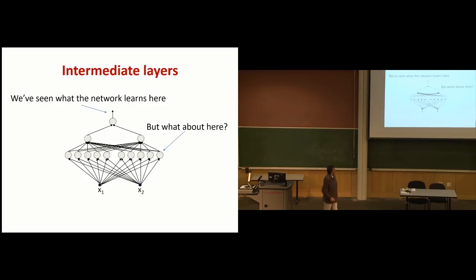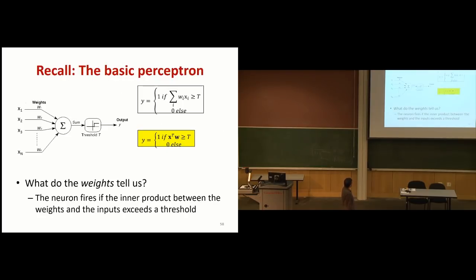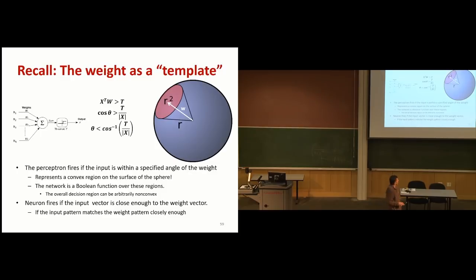But then here's a different perspective. We've seen what the network learns here. Now, let's take several steps back and go to class number 2 again. Recall the basic perceptron. Remember what we spoke of when we were using a threshold activation. The network looks at a weighted combination of the inputs. If it exceeds a threshold, it fires. Each unit looks at a weighted combination of its inputs. If that exceeds a threshold, it fires, otherwise it doesn't, right?